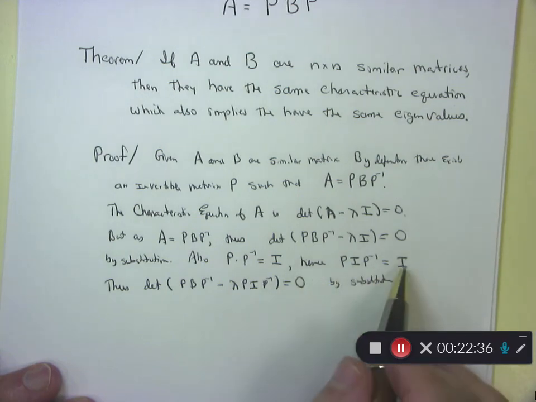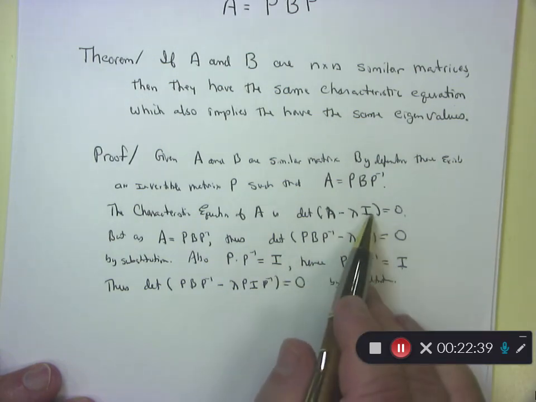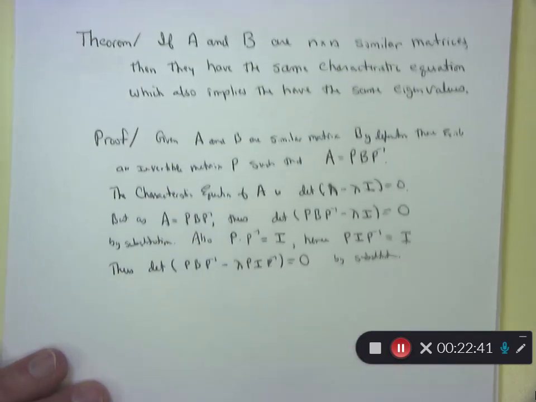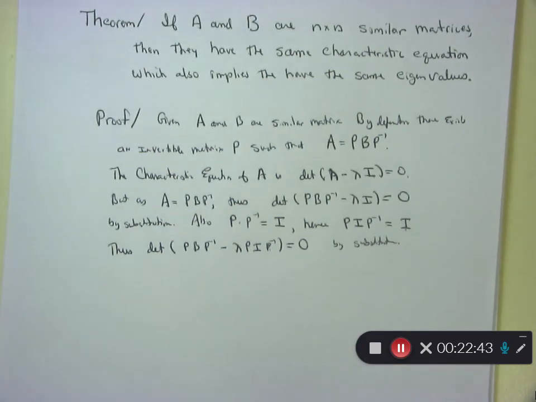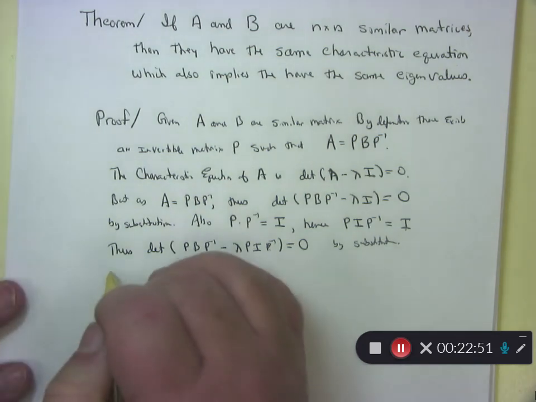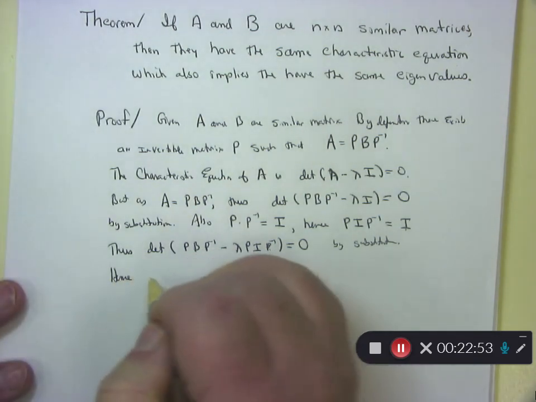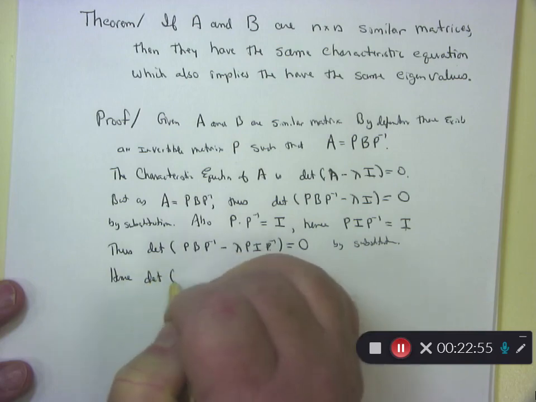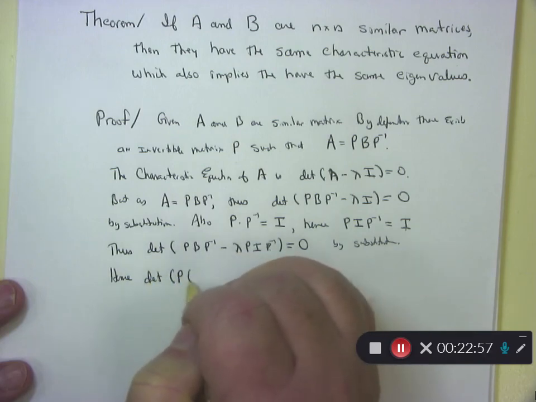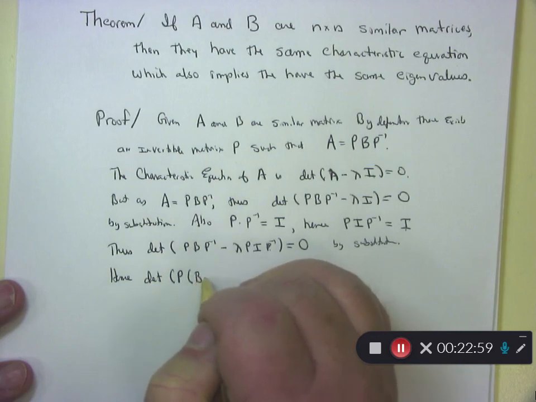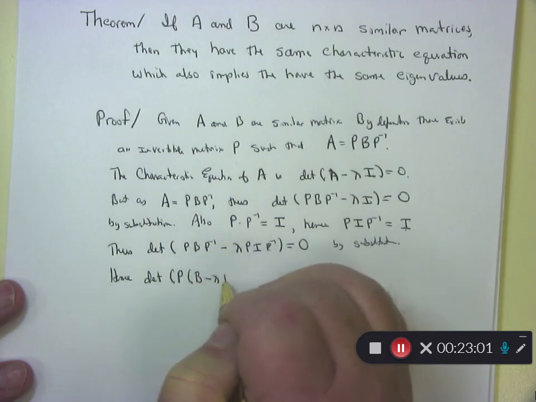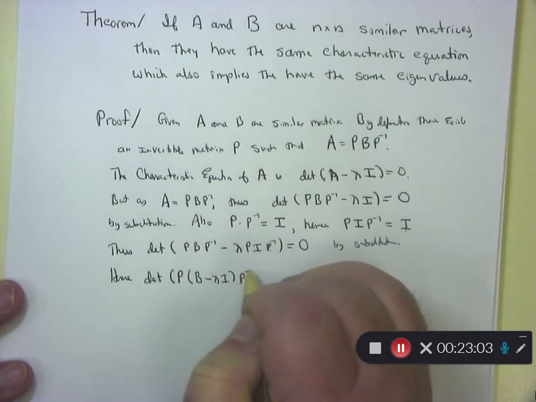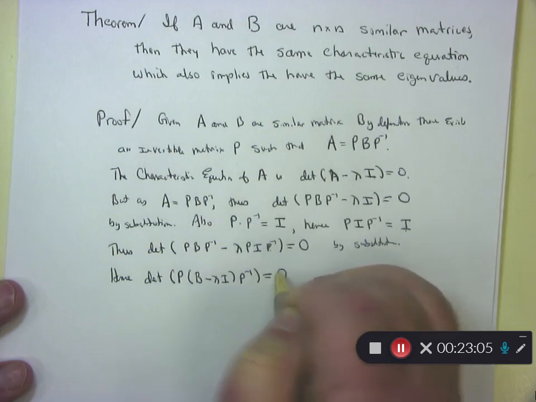All I did was replace the identity back here with P, I, P inverse. All right. Here's the big move, and hopefully you remember this, because now we're talking about determinants. Hence, the determinant of P times B minus lambda I times P inverse is equal to 0.